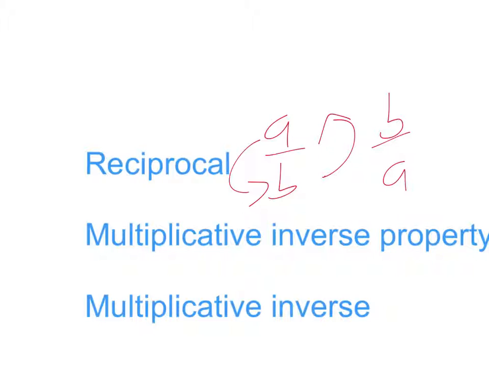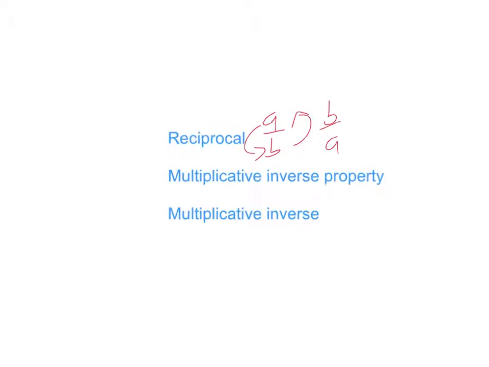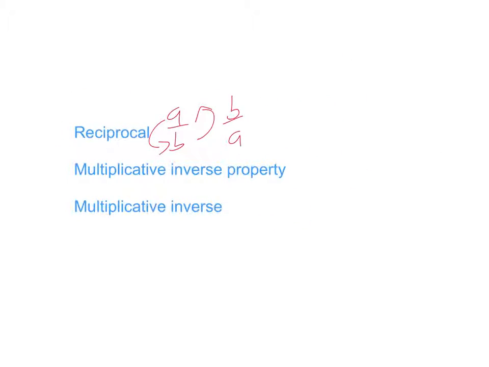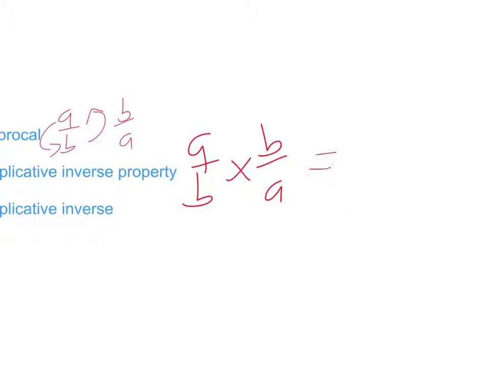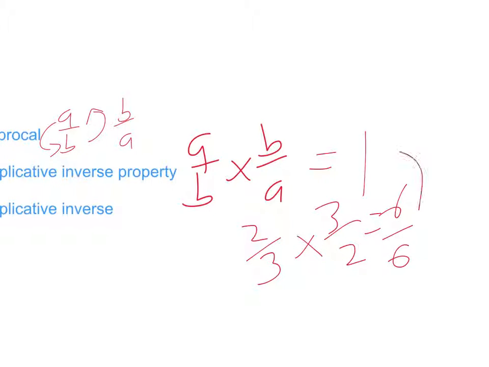The reciprocal is what we use for the multiplicative inverse property. Say you have a fraction a over b, and I multiply that by b over a, my product is going to be 1. Say you have 2/3 times 3 over 2. Well, 2 times 3 equals 6, 3 times 2 equals 6, and 6/6 equals 1. So no matter what the numerator and denominator are, you're going to end up with 1.